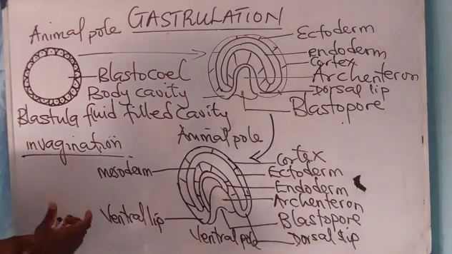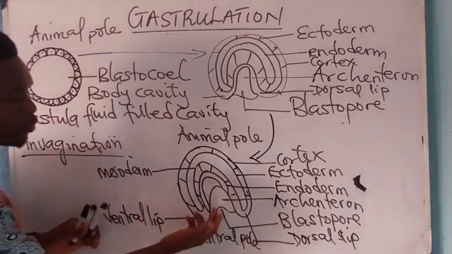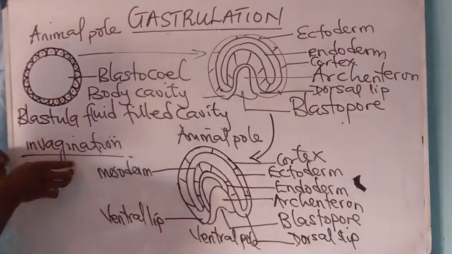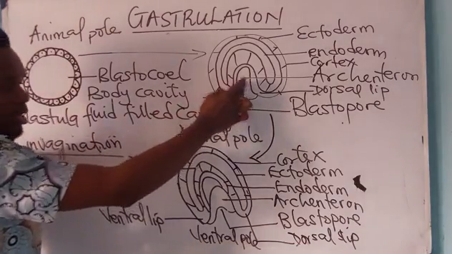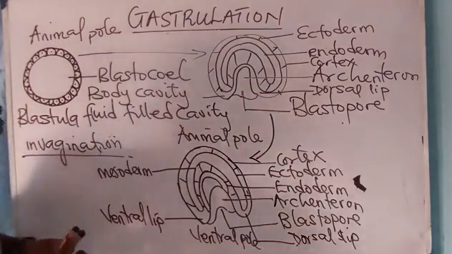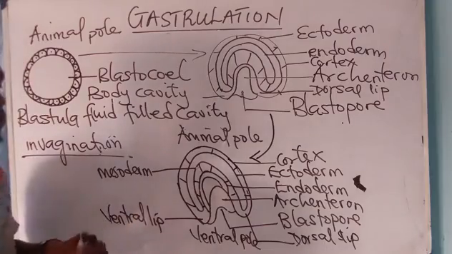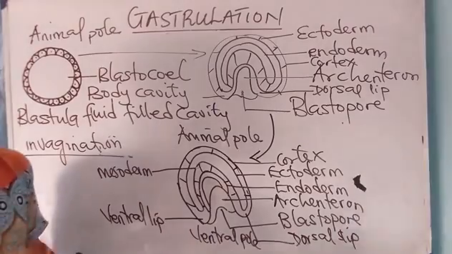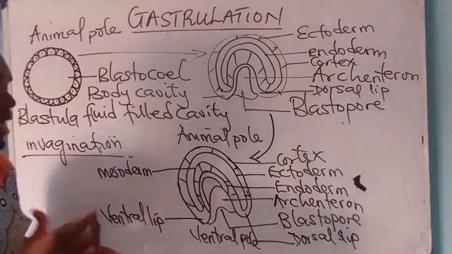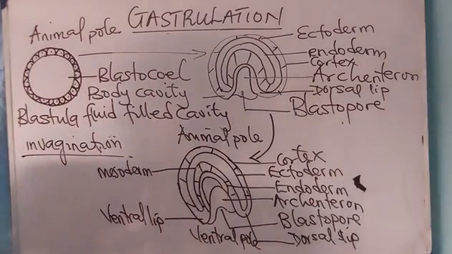Now the process whereby the vegetal pole bends is used in invagination to explain these first parts. The process whereby there's a formation of a new germ layer, that is the process whereby the cells of the blastoderm fold inside, to form what? A new cell layer. Let me just write it somewhere.